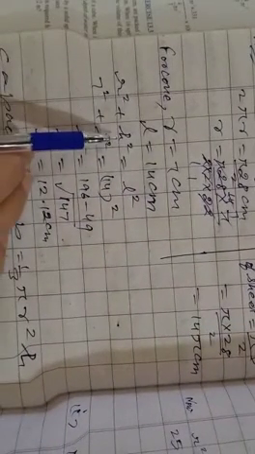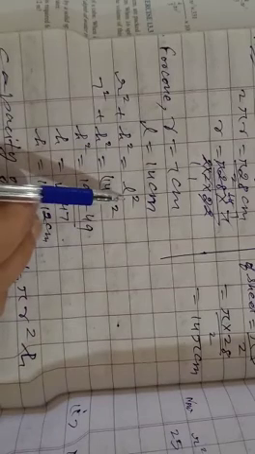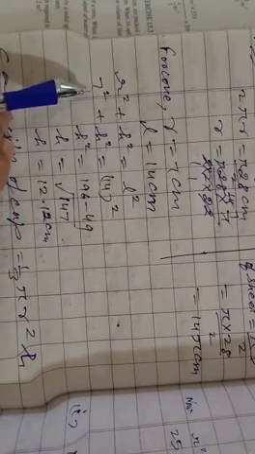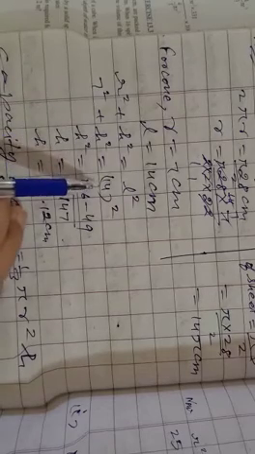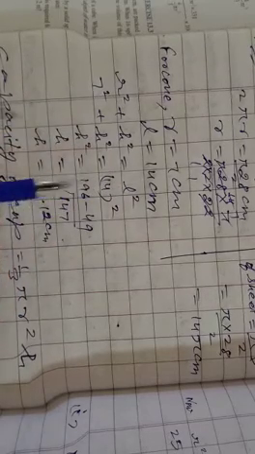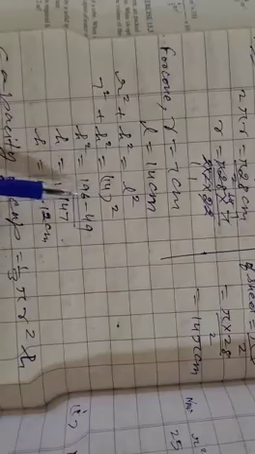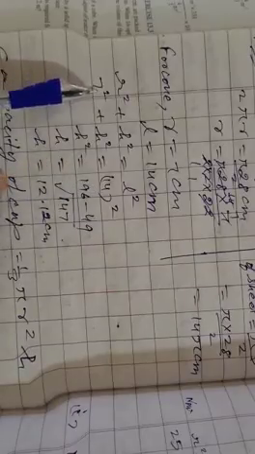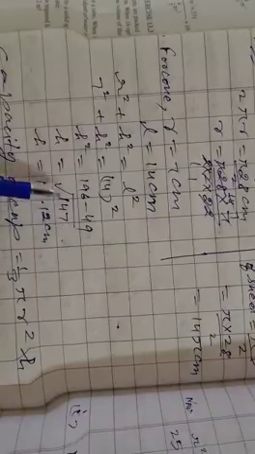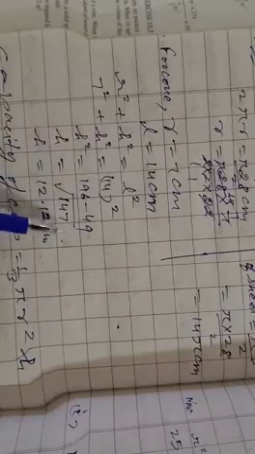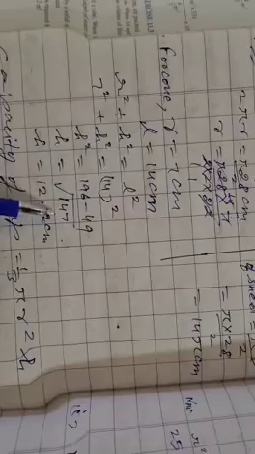Now r square plus h square equals l square. 7 square plus h square equals 14 square. 14 into 14 is 196, 7 into 7 is 49. Transpose 49 to the right side, that is minus 49. So h equals root of 147, h equals 12.12 centimeter.